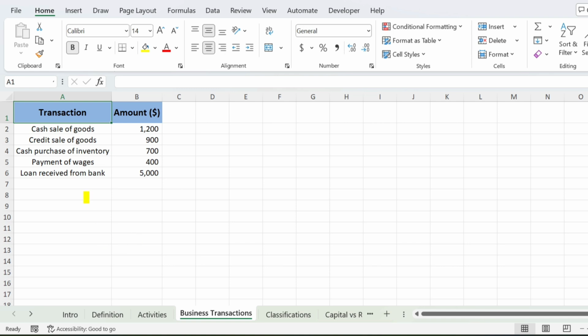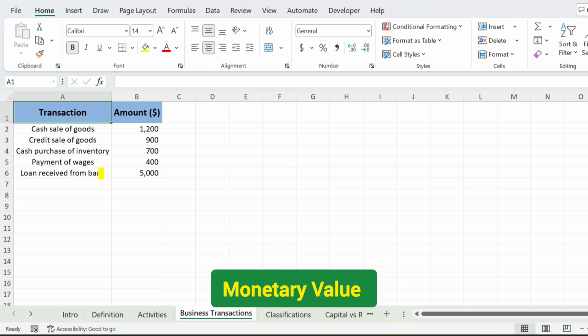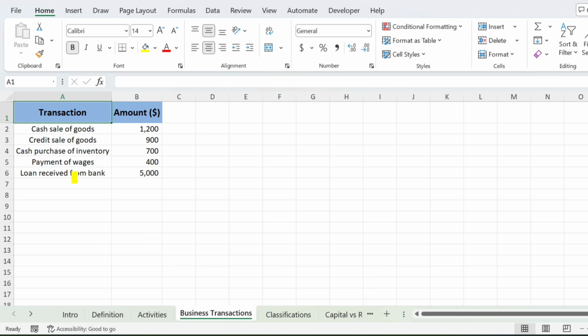Now let's look at some common examples of business transactions. Each of these transactions has a monetary value. That is why they must be recorded in the accounting system. For example, cash sale of goods amounting to 1200 USD. Credit sale of goods amounting to 900 USD. Cash purchase of inventory, 700 USD. Payment of wages, 400 USD, and loan received from bank, 5000 USD.